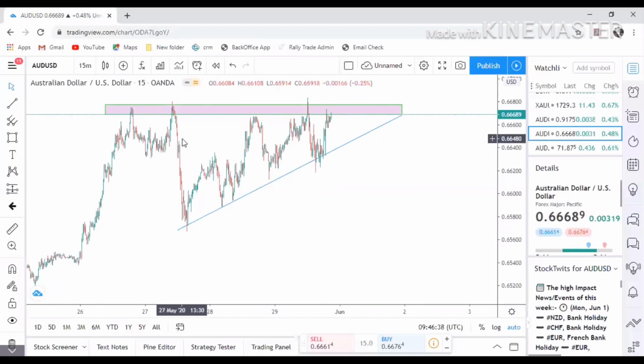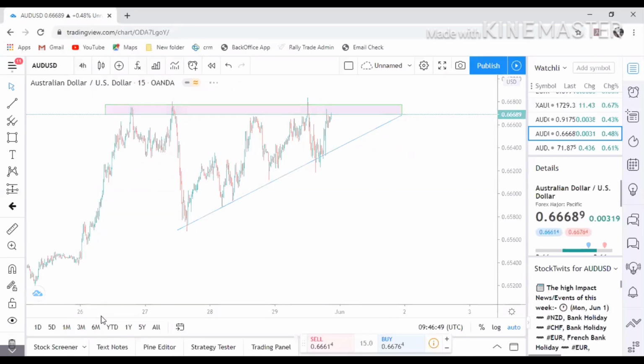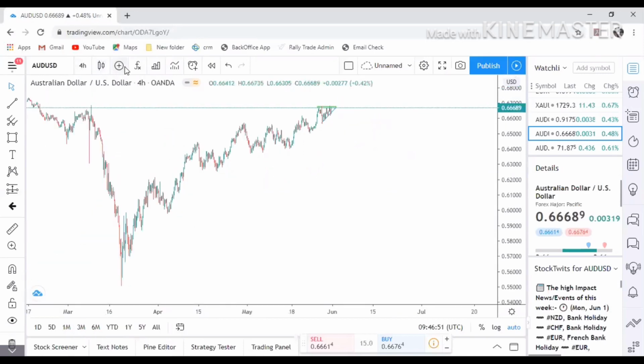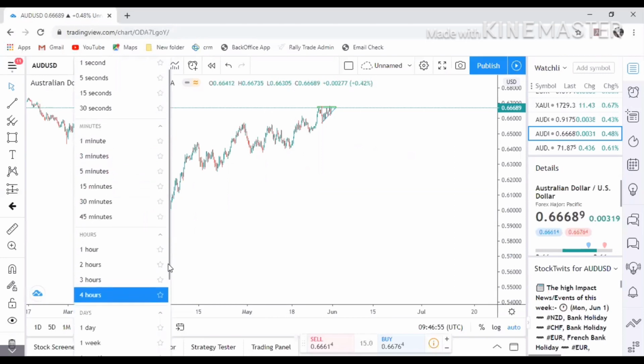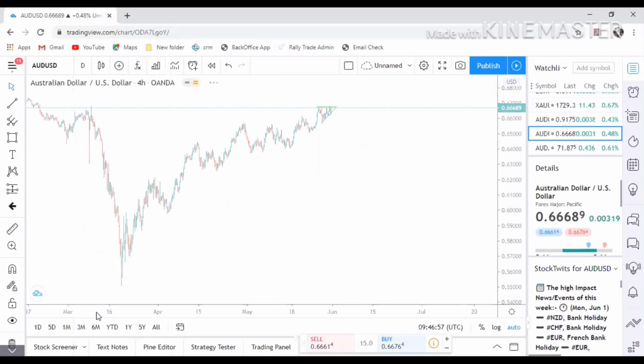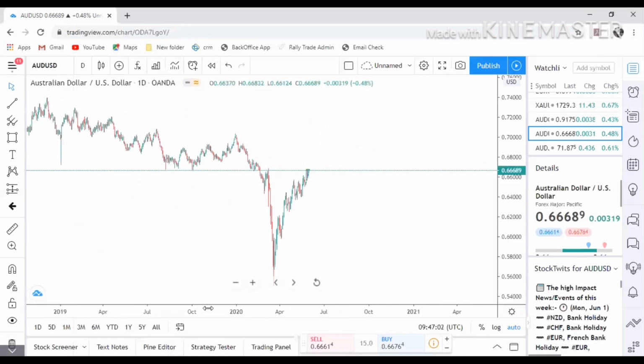So let me zoom out. Let me show you one other great feature this TradingView has. Let me go to a higher time frame so that I can zoom out properly. Let's go to H4. Still can zoom out properly on H4. Let's go to the daily time frame. Great. So I can zoom out properly here. You can see it very well.